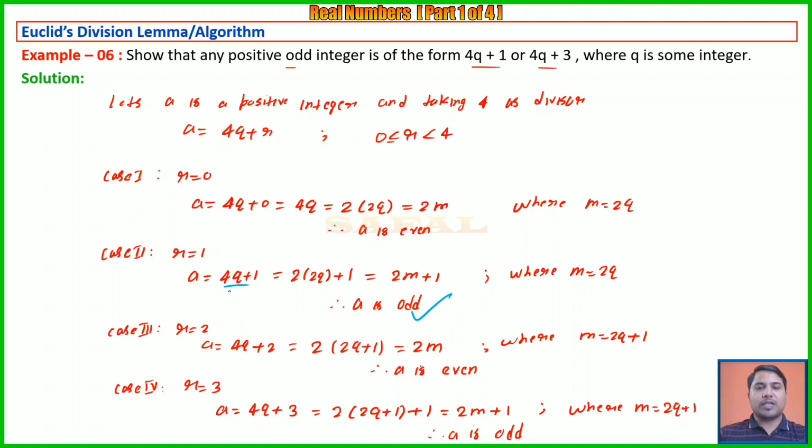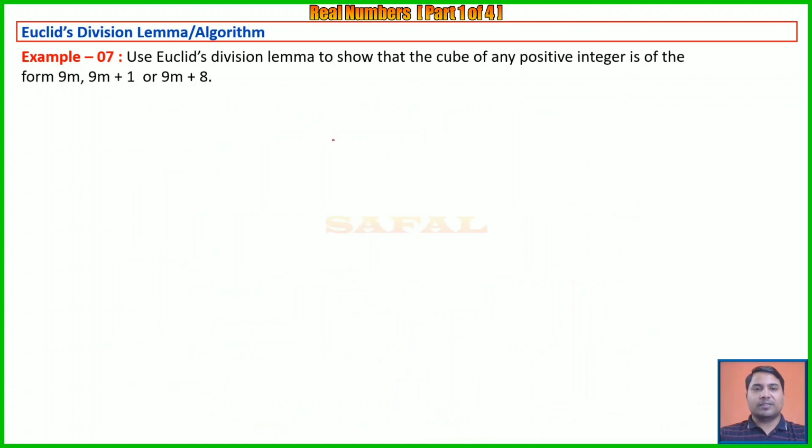So now I can see that when the number A is odd, in one case it is 4q plus 1, and in the fourth case it is 4q plus 3. The rest two cases are even. So that means any positive odd integer can be written in the form 4q plus 1 or 4q plus 3 for some integer q. It was a nice question. Please keep in mind.